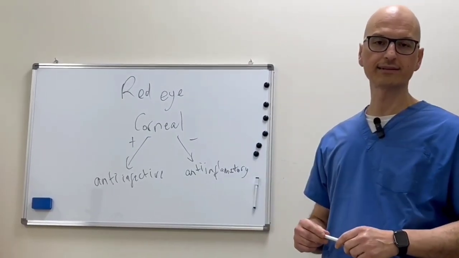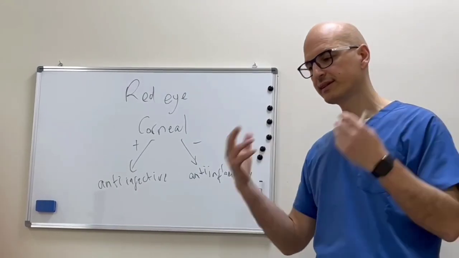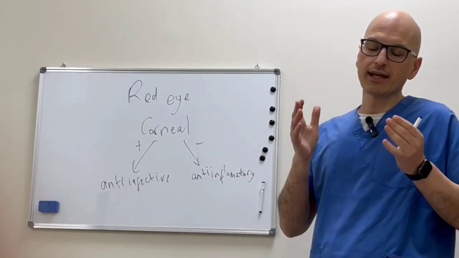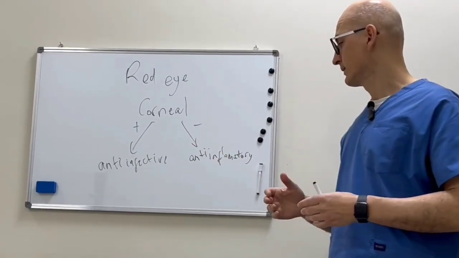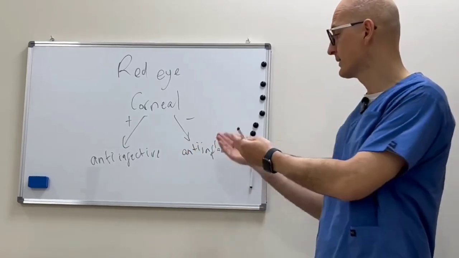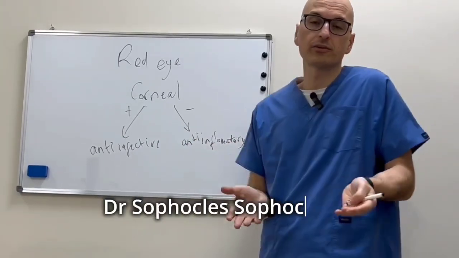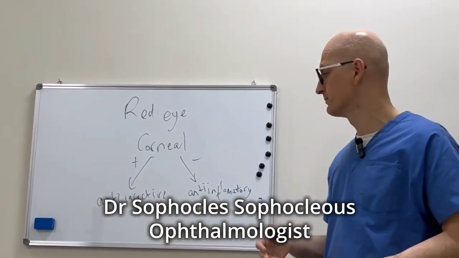Bacterial conjunctivitis is much more rare, and it comes with a lot of discharge, and it's much easier to be transmitted to the other eye and to other people. And it is treated with antibiotic drops, but you can also combine it with anti-inflammatory, as it's going to help with the inflammation that is happening on the conjunctiva at the same time.